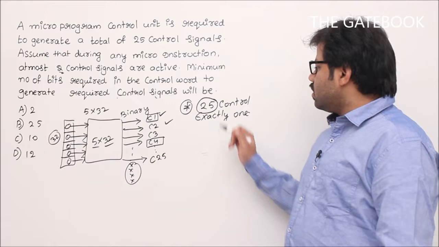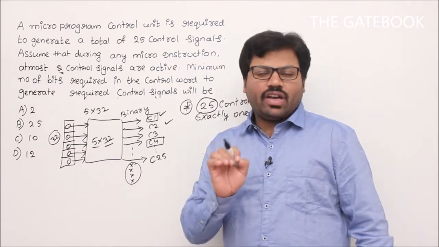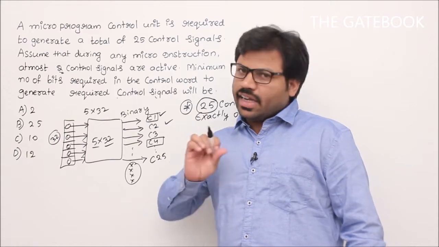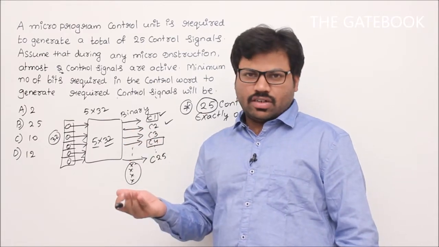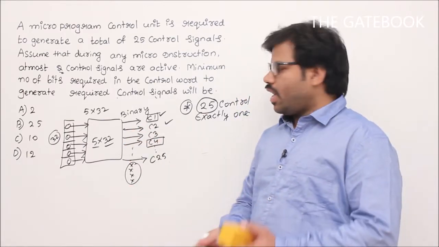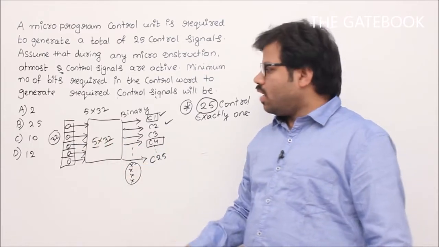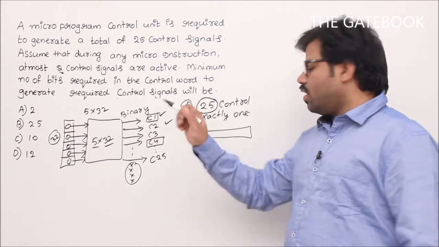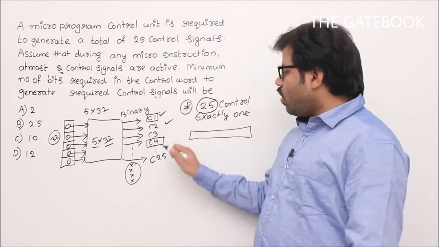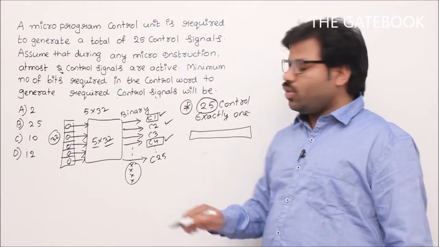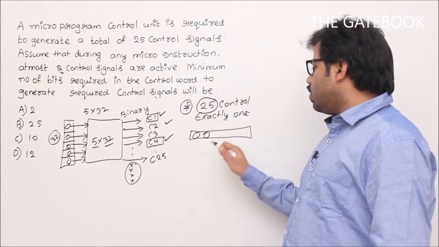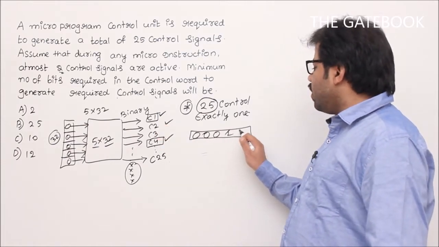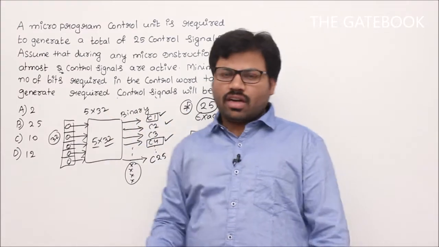Now you see how I am going to use it. My question is, you have 25 control signals and exactly one control signal you have to generate at any time, at any microinstruction. Then I can use this 5 by 32 decoder and use a control word of 5 bits. For example, if I really want to activate C4, for that I use a control word like this, 00011, I can use anything, we can plan it, not a problem.